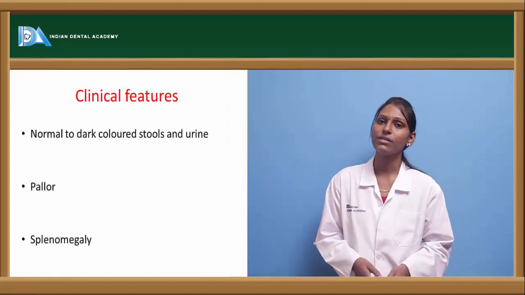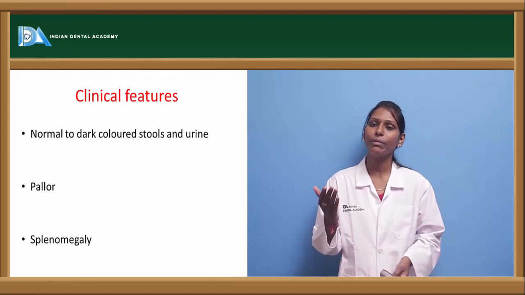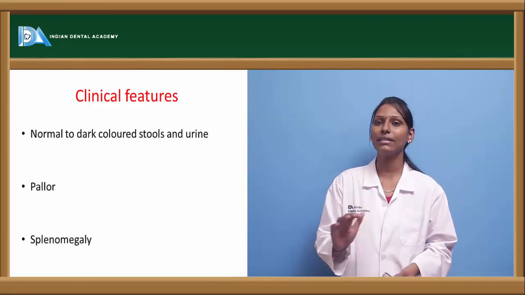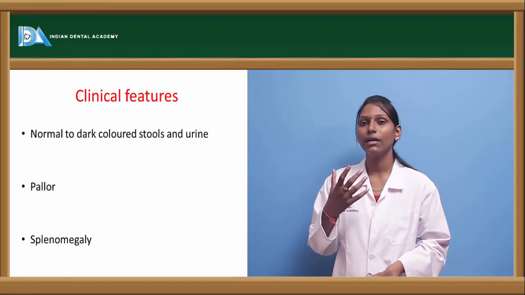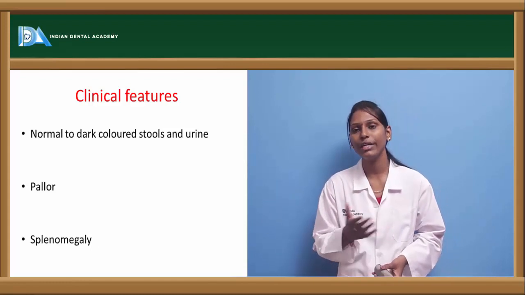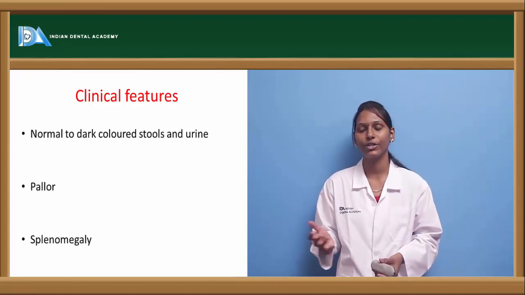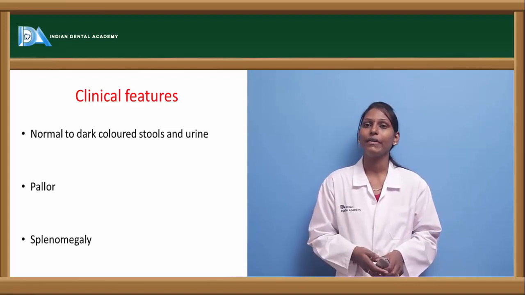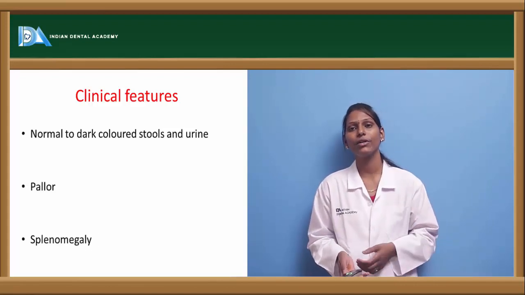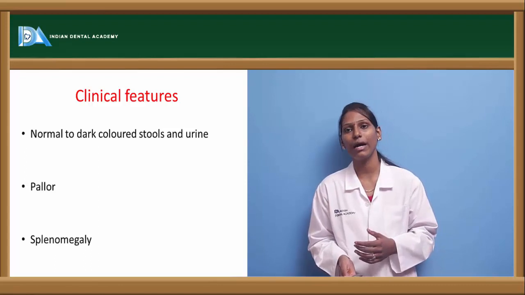Coming to the clinical features, as I already told, bilirubinemia is a little milder in hemolytic anemia cases. The color of the stools is usually normal to dark colored, and so is the urine. The patient is paler and there will be splenomegaly because of excessive destruction of RBC.